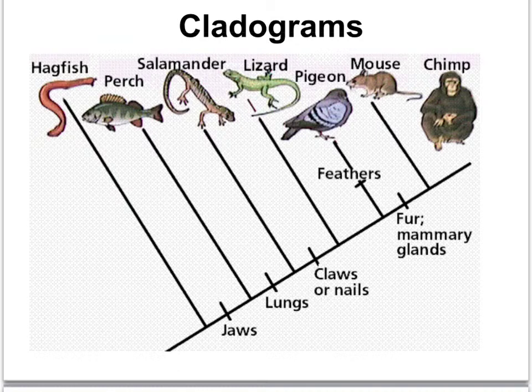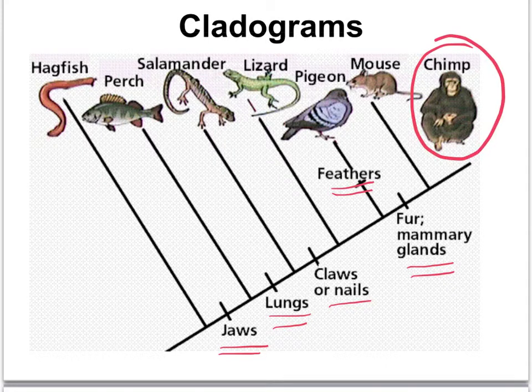All right, and here we have another example of a cladogram. In this cladogram here, we have different types of vertebrates. When you're looking at all of these organisms, on the bottom you will see some derived characteristics. The derived characteristics that we are looking at are jaws, lungs, claws and nails, fur and mammary glands, and feathers. If you find an organism above that derived characteristic, like the chimpanzee here, he's going to have all of these traits, right? When we look at chimpanzees, we know that they have fur, mammary glands, claws or nails, lungs, and jaws.